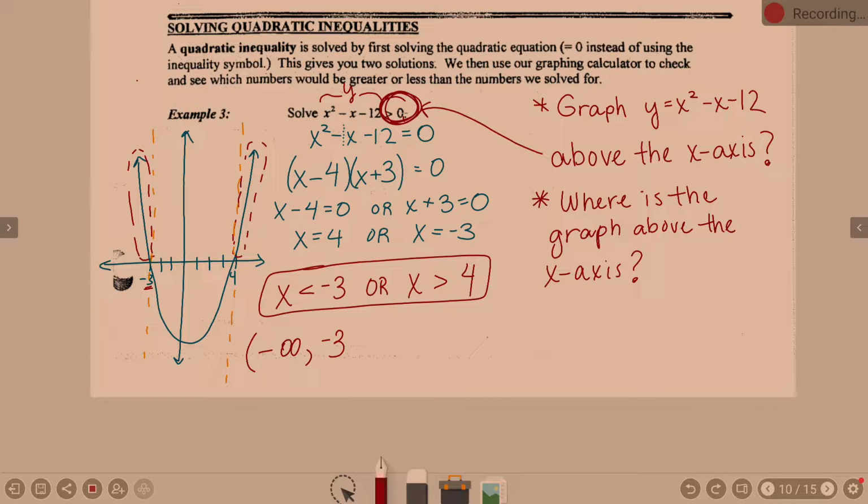Parenthesis or bracket? And why are you guys saying parenthesis? Okay. If you go back to the original, the sign was just greater than. It was not equal to. So my values here are not going to be equal to. Good. Union sign. And then x greater than 4. Where's this interval start at? It's going to start at 4 with a parenthesis going off to positive infinity.